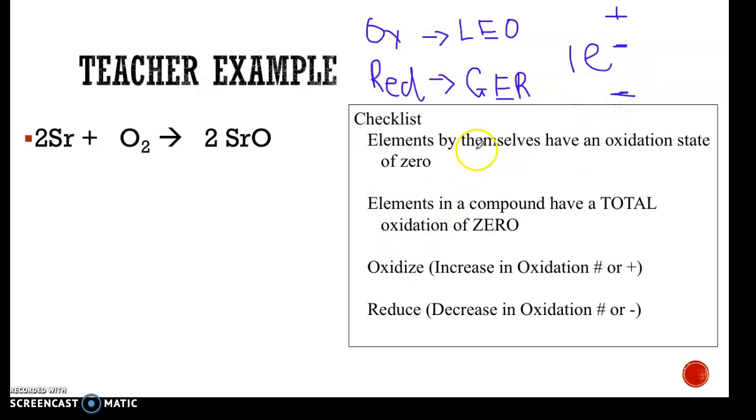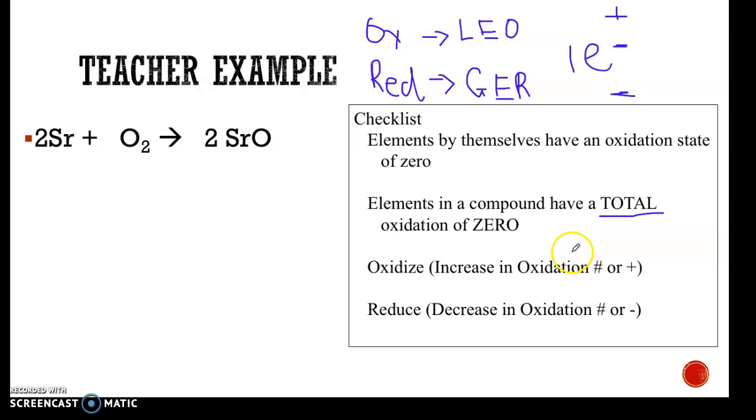So I came up with this little checklist to help you out. Use it, always refer back to it. I would actually write it on the side so that you know what you're working with. So my checklist says elements by themselves have an oxidation state of 0. Elements in a compound have a total oxidation state, keyword total, of 0. When we oxidize, we have an increase in oxidation number, or it is positive. And when we reduce, we have a decrease in oxidation number, or it is negative.